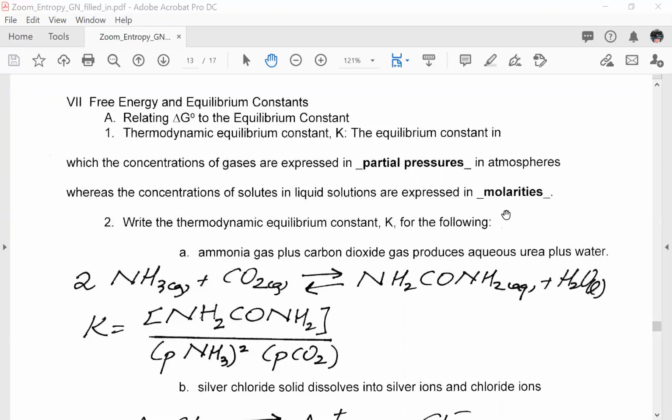So the question is asking you to write the thermodynamic equilibrium constant K for the following. Ammonia gas plus carbon dioxide gas produces aqueous urea plus water. So we have to write a balanced equation. So here's our balanced equation: 2 ammonia, carbon dioxide, urea, water. So we have products over reactants. We don't show water, it's a liquid, we ignore it. So here's our equilibrium constant expression.